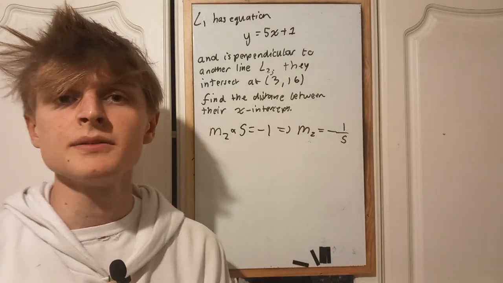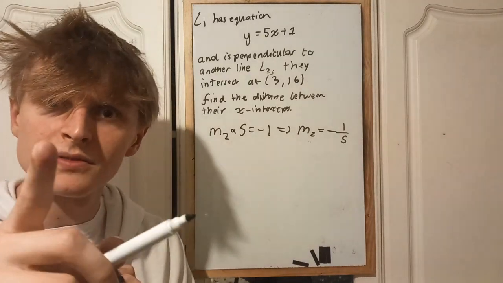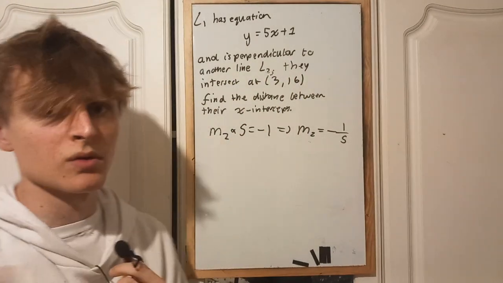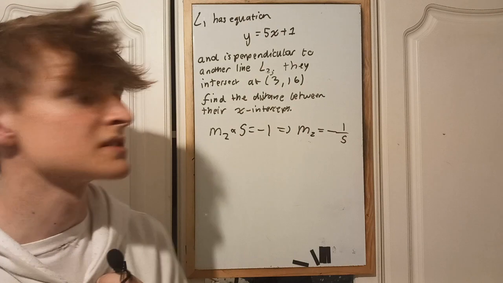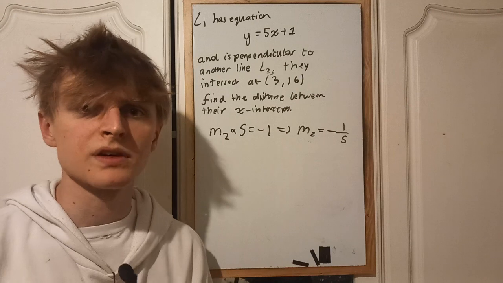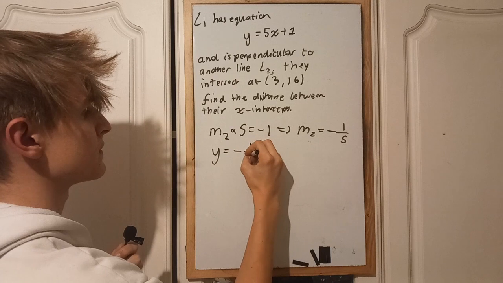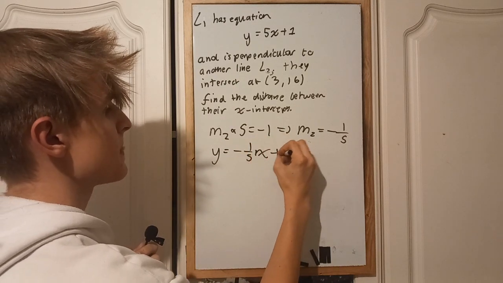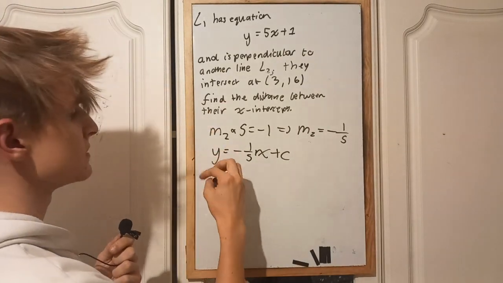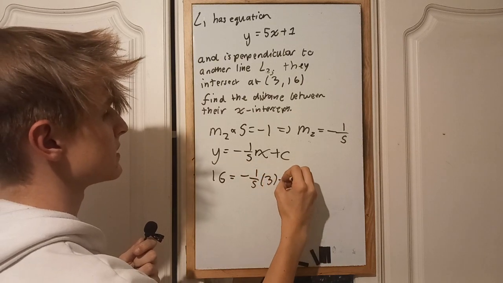So that's fantastic. Okay, how are we going to find the y-intercept though? I mean, we need the y-intercept. Well, fret not. We know that the two lines intersect at (3, 16), and obviously that means that line 2 passes through (3, 16). So what that must infer is that 3 and 16 must satisfy the equation of line 2. In other words, if we set up y equals negative 1 over 5 x plus c, we can plug in 3 and 16 and solve for L2's y-intercept. So that means 16 must equal negative 1 over 5 times 3 plus c.